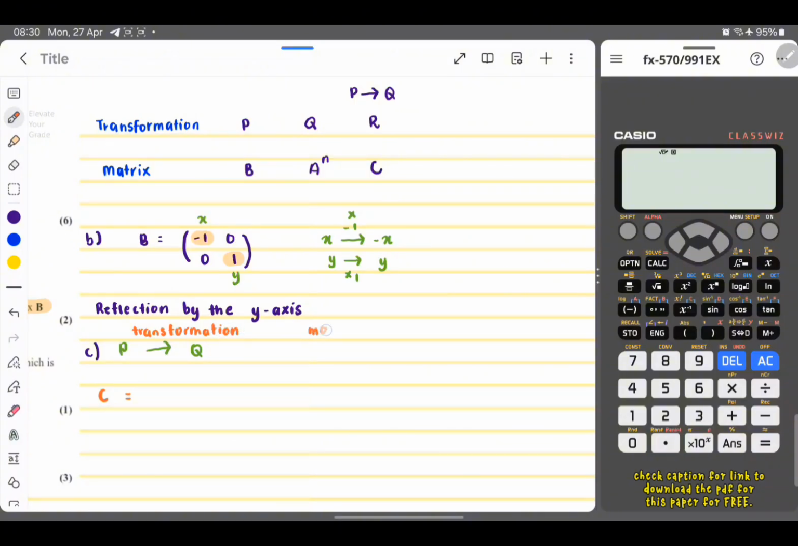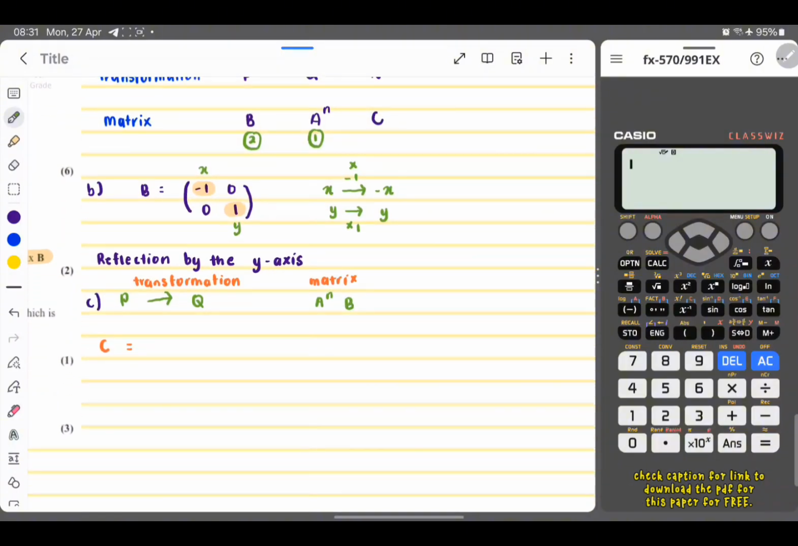Now, what is the matrix? You have to know that transformation and matrix will work in an inverse way. If we have P first for the transformation and then Q second, for our matrix it will be the other way around. So matrix, it will be A to the power of N. We will write that one first and then B. That's it. So that is C, A to the power of N, B.